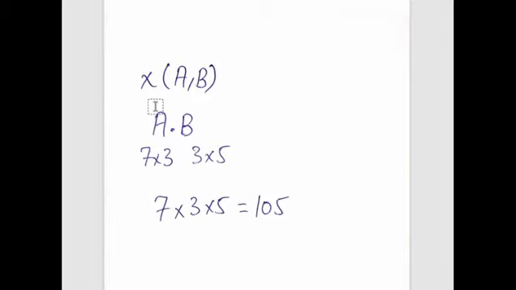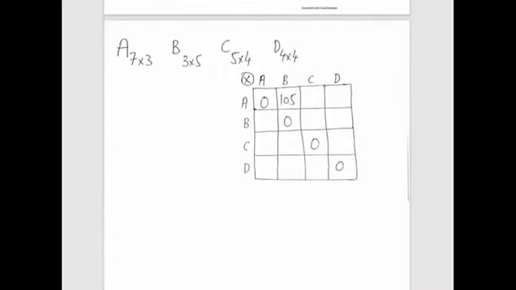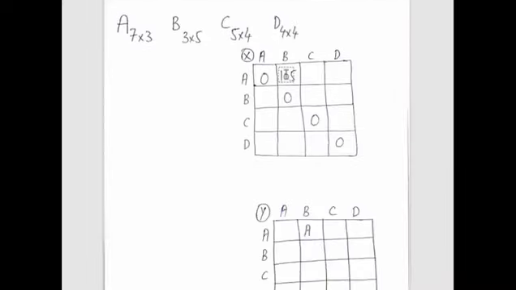We have to make 105 multiplications to get this multiplication done, as we multiply the matrices A and B. So here we will write 105 for A to B, and the answer we got is by the matrix A. So we will write A in the second table.